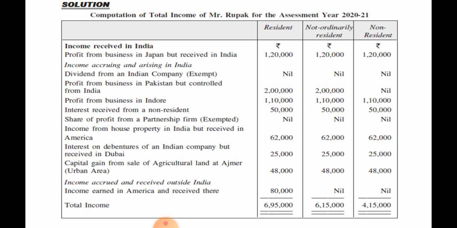In this solution, at the end you will find out that income earned in America and received there is written only in case of resident, as it is a foreign income and other foreign income will be taxable only for ordinarily resident.